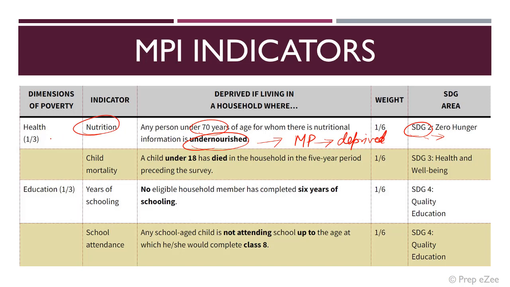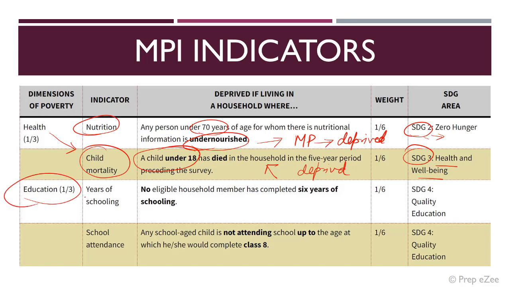Similarly, the second indicator within health is child mortality. Child mortality refers to whether a child under 18 has died in the household within the last 5 years before the survey was conducted. If so, then that household is also considered as deprived. If we talk about SDG, then this child mortality can be considered under SDG 3, that is health and well-being.